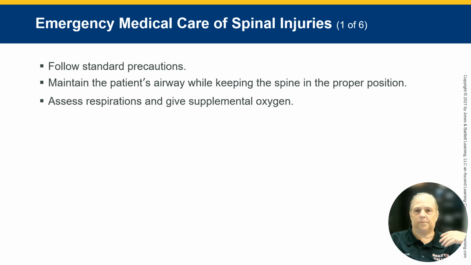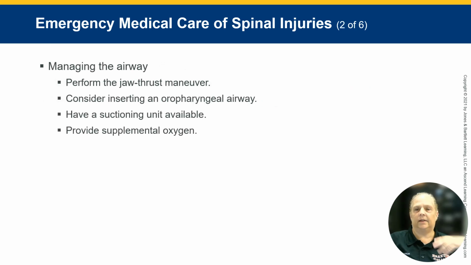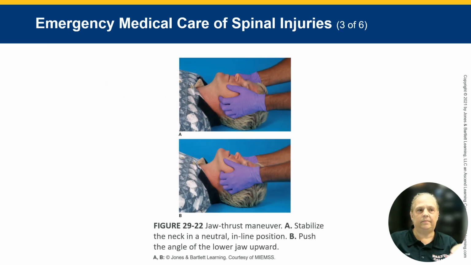You're going to follow your standard precautions for your spinal injuries. Keep their airway open while you're keeping the spine in proper position. Give them oxygen. Again, use your jaw thrust maneuver. If they have no gag reflex, if they're unresponsive, you can use an OPA. Have your suction ready, and you're going to give them oxygen. This is how we do that jaw thrust maneuver. It's actually easier for two people, one to hold the jaw thrust and one to ventilate the patient.